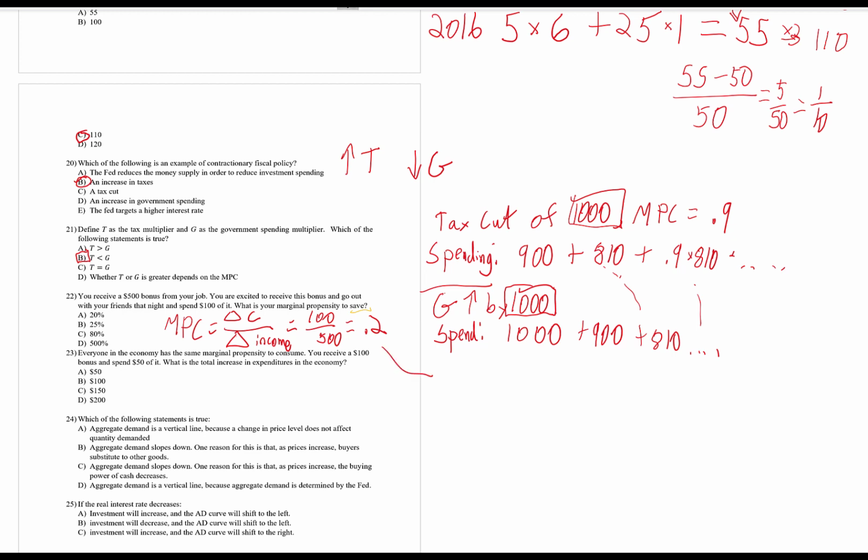We know that marginal propensity to consume plus marginal propensity to save equals 1. Why is that? Because all money, 100% of your disposable income, is either spent or saved. So if marginal propensity to consume is 0.2, marginal propensity to save must be 0.8 or 80%.